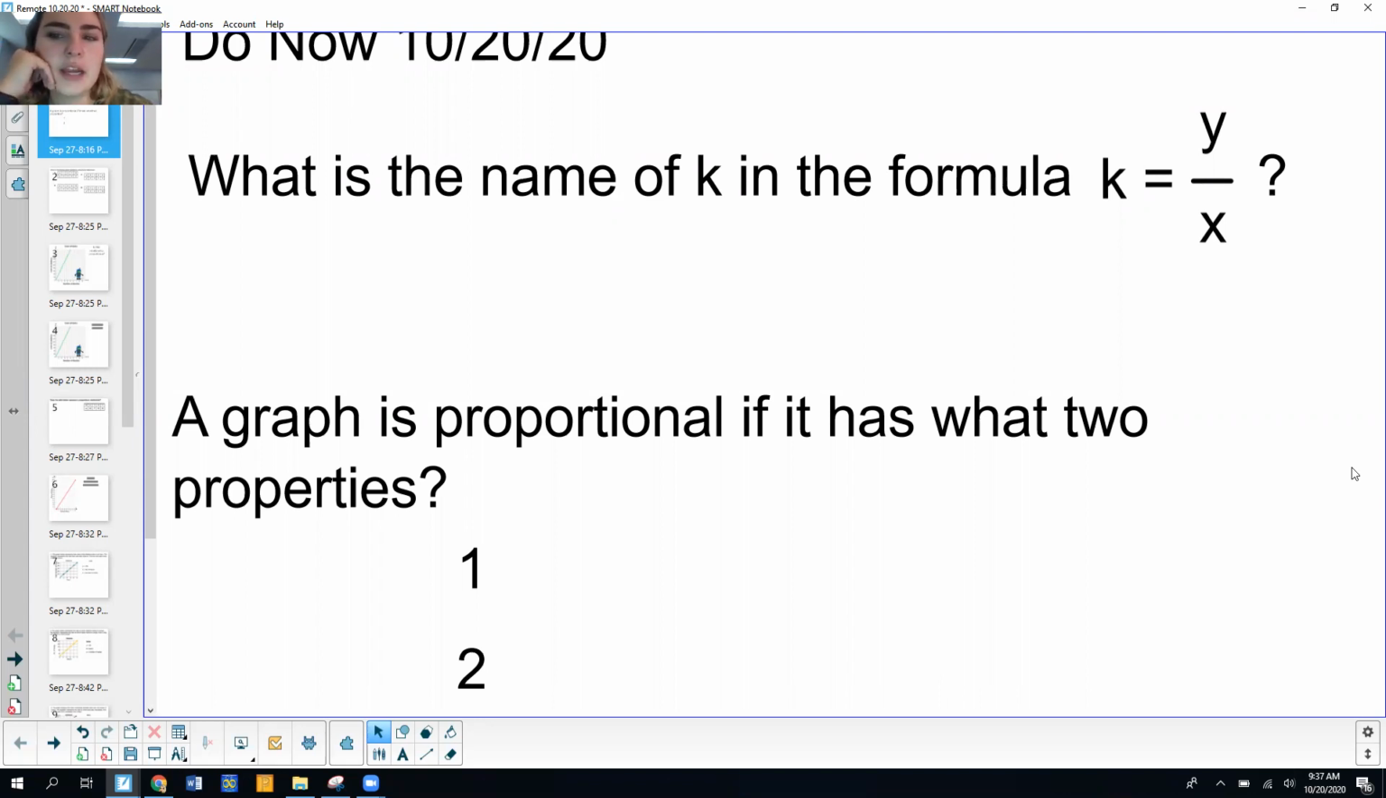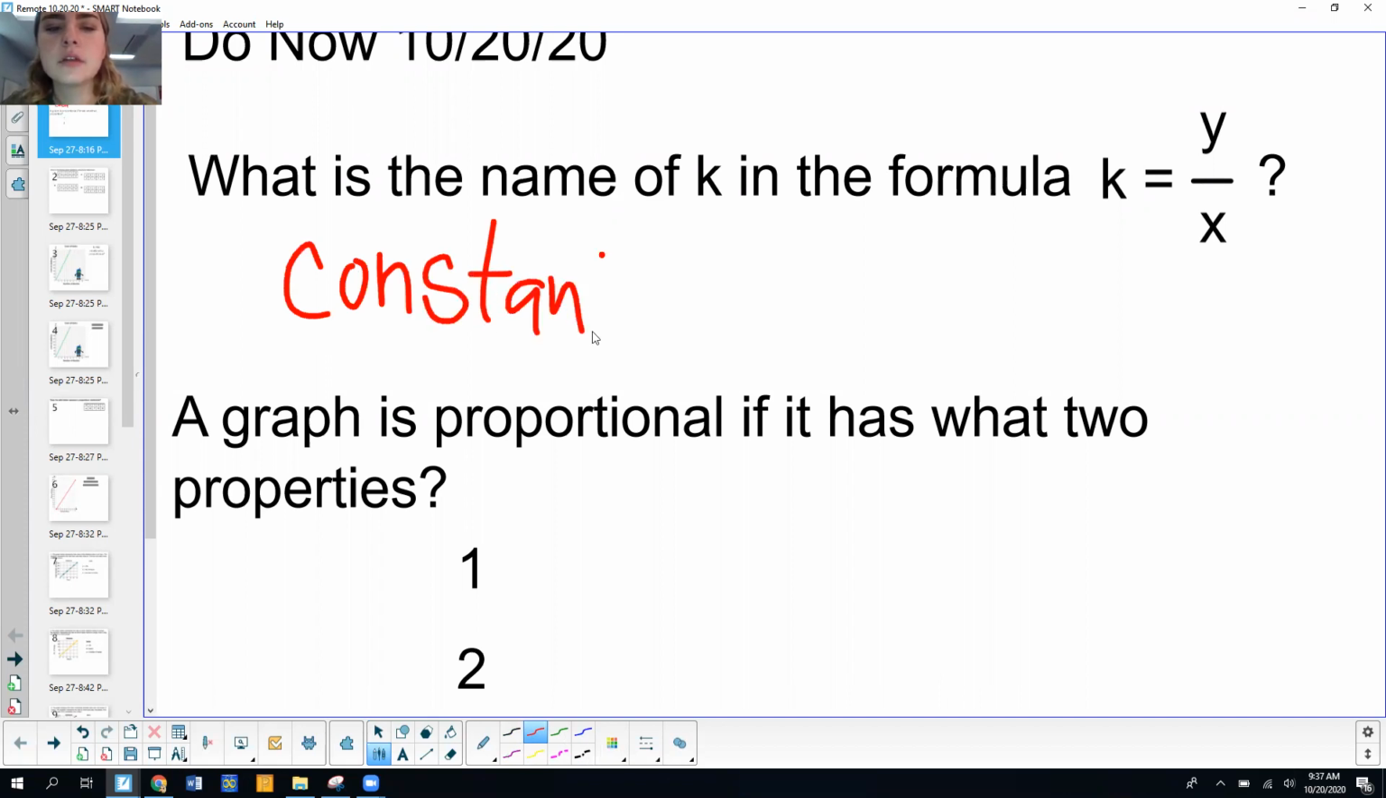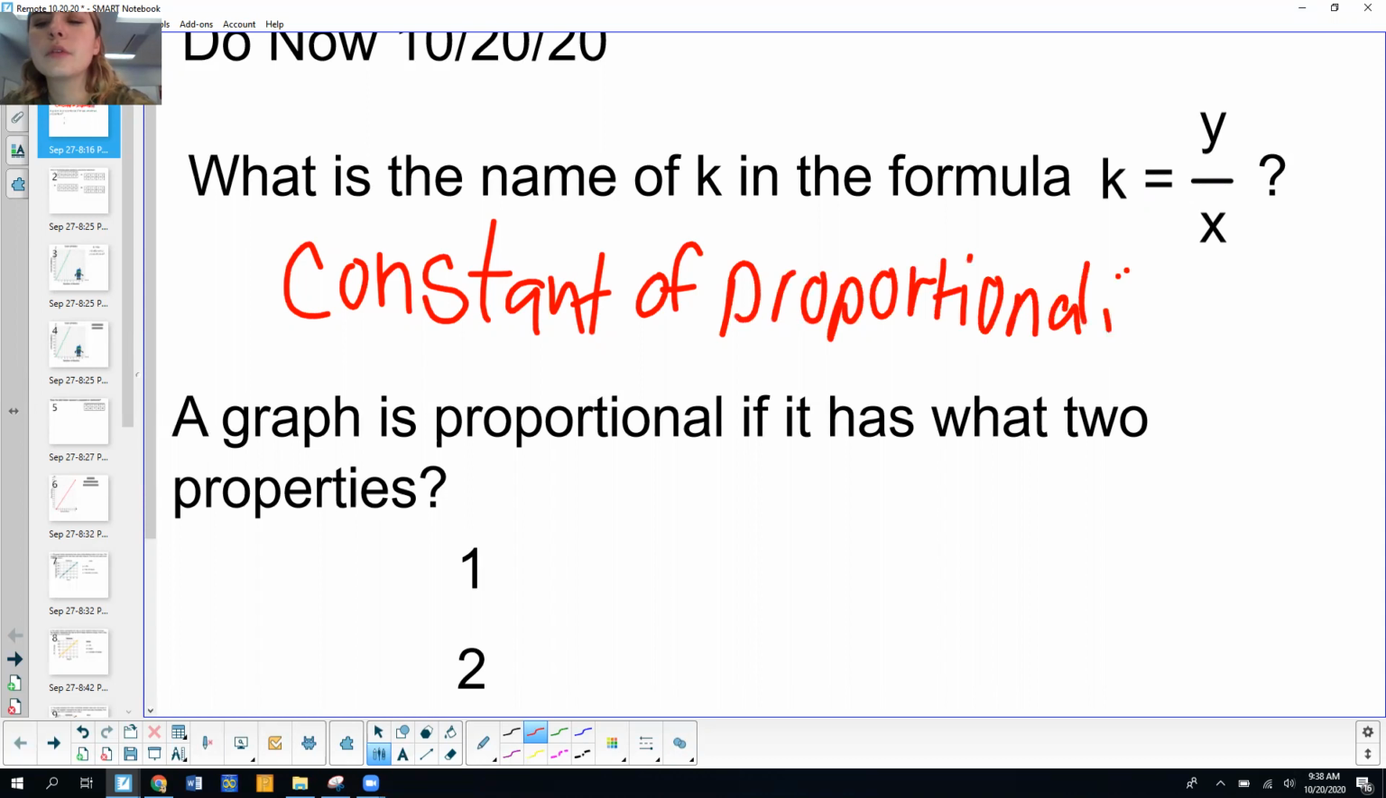All right, so what is the name of K in the formula K equals Y over X? It's going to be the constant of proportionality. So remember, K is the constant of proportionality, and that is the relationship between Y and X. So for Y and X, the ratio is K, and that's the constant of proportionality, so it's always staying the same if K is the same between every Y and X point.